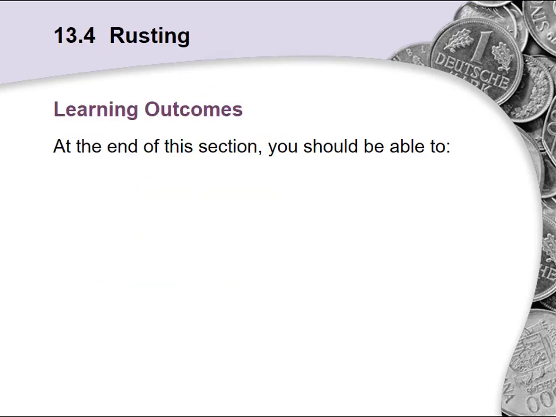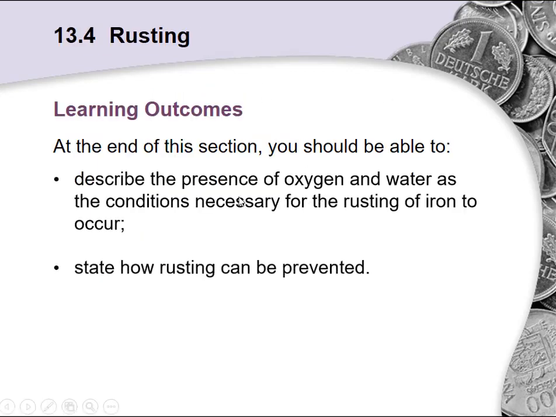Now next we'll cover rusting. You should be able to describe the presence of oxygen and water as conditions necessary for the rusting of iron. Oxygen and water are always both needed at the same time in order for rust to occur. Rusting is actually an oxidation process, a process where iron oxidizes to form iron trioxide.